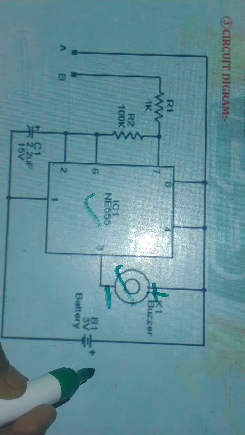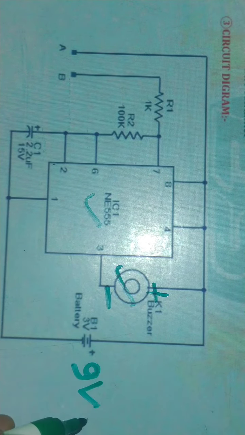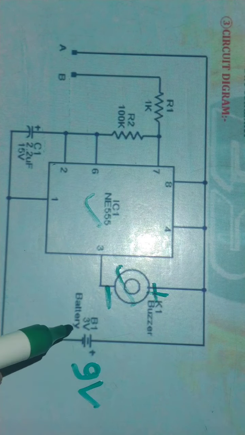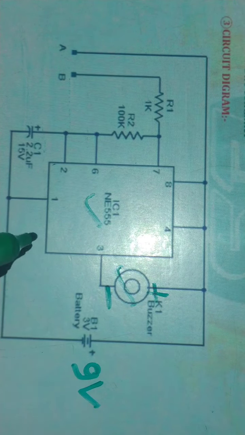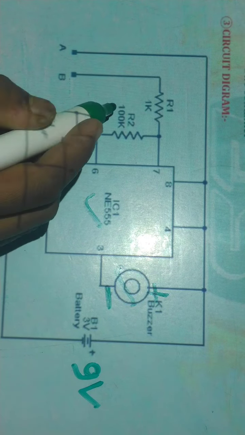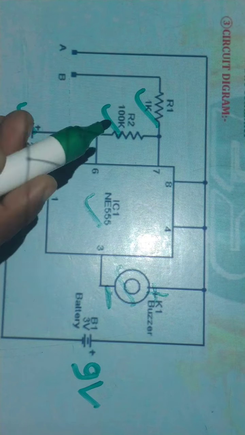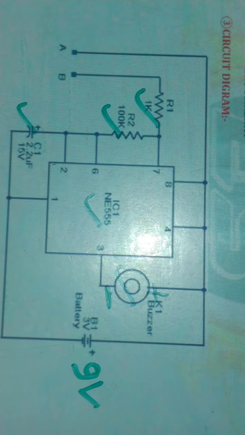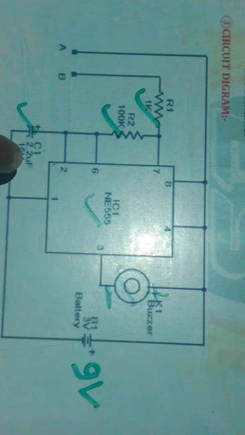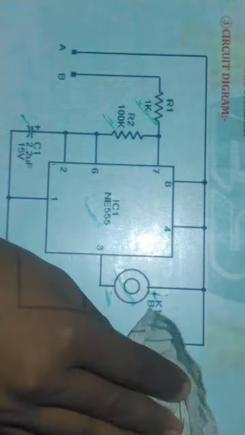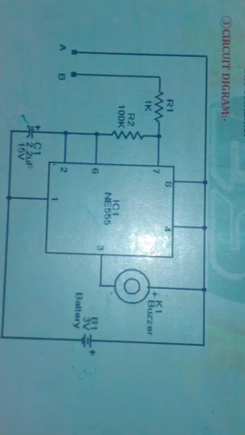Battery 3 volt. But in this lab we use 9 volt battery. We can use any one of them, either 3 volt or 9 volt. 2.2 microfarad 15 volt capacitor, 100k ohm resistance and 1k ohm resistance. We can use 1k or 10k, any one of them. So these are the circuit arrangements. We are going to design this circuit arrangement on breadboard. Let's move towards our procedure, how we design this circuit on your breadboard.